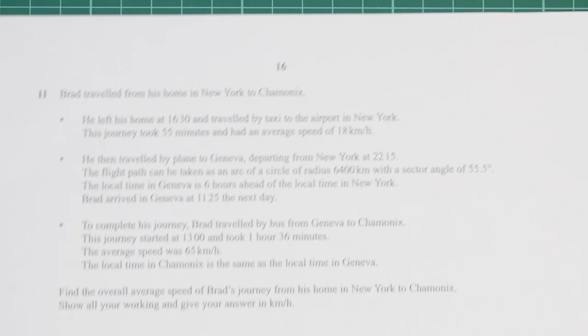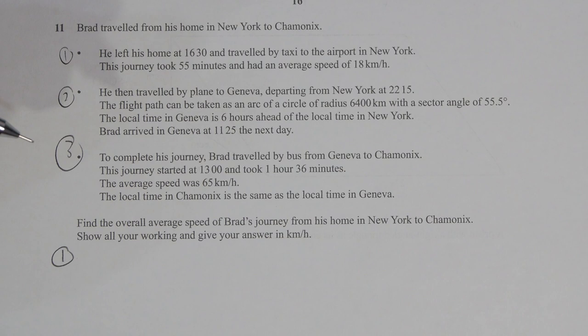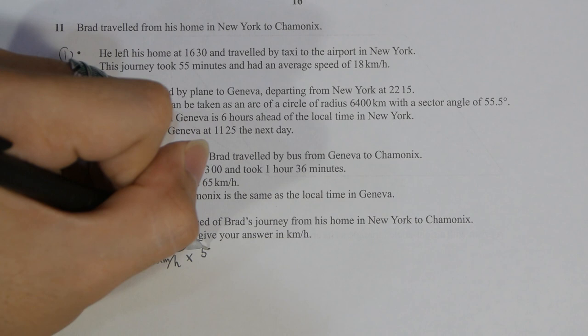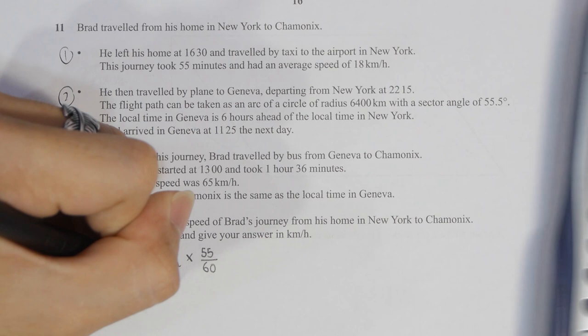Question 11 is the trickiest among all. Okay, I made a mistake on the time calculation, so I will cover that later. So let's focus on what we have here, which is the distance calculation first. I split it into section 1, section 2, and section 3. Okay, the first part, distance calculation, I took the speed multiplied by the time. So the time is slightly tricky here because it was given in minutes. So you're required to convert it into hours through taking 55 divided by 60. So you will get 16.5 kilometers.